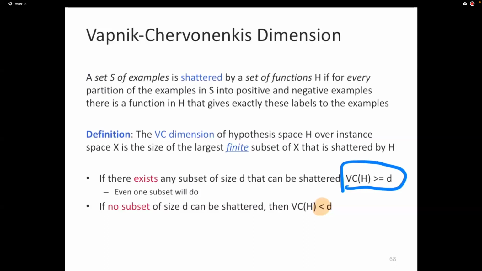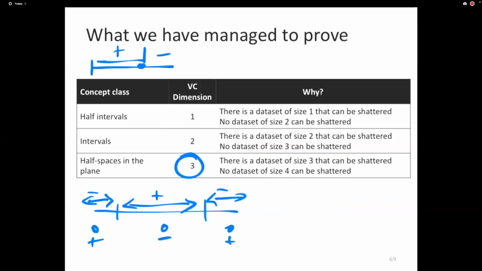The linear classifier, critical word kind of relation. Can we say that VC dimension is real? Yes, because the idea is even one subset is enough. Even if there is one set of points that can be shattered, then the VC dimension is more than that. A few more VC dimensions.